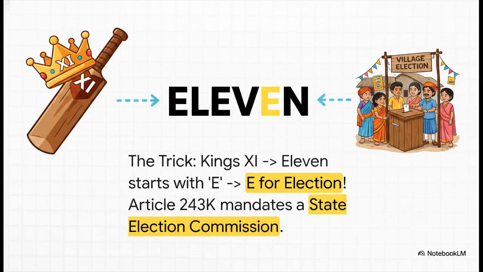All right, get ready for my absolute favorite mnemonic of the day. How on earth do you remember Article 243K? Think cricket. Kings 11. What does 11 start with? The letter E. And E is for election. I know it's a little quirky, but it works every time. Article 243K mandates an independent state election commission to make sure all Panchayat elections are free and fair.